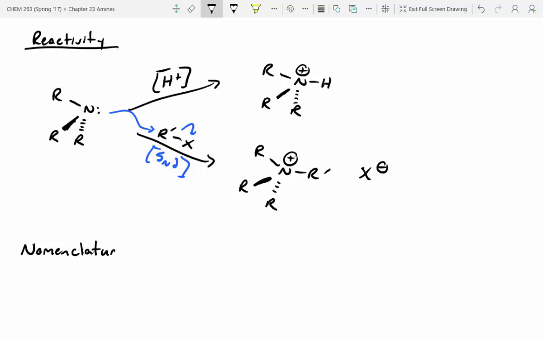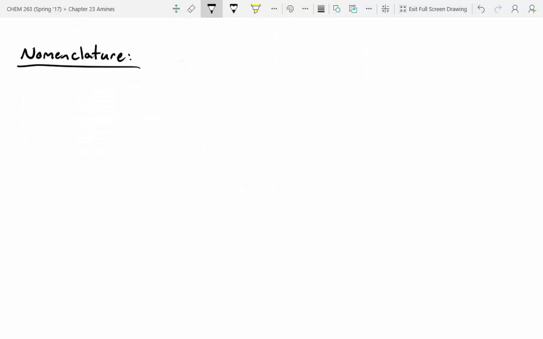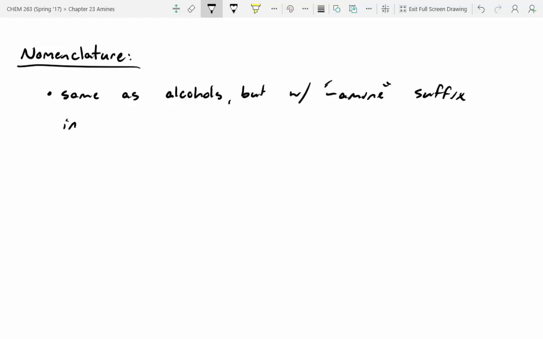Amines are pretty easy in terms of nomenclature. They're the same as alcohols, but with an amine suffix in place of the -ol. So it's a pretty simple one to remember. Let's try a few simple ones.